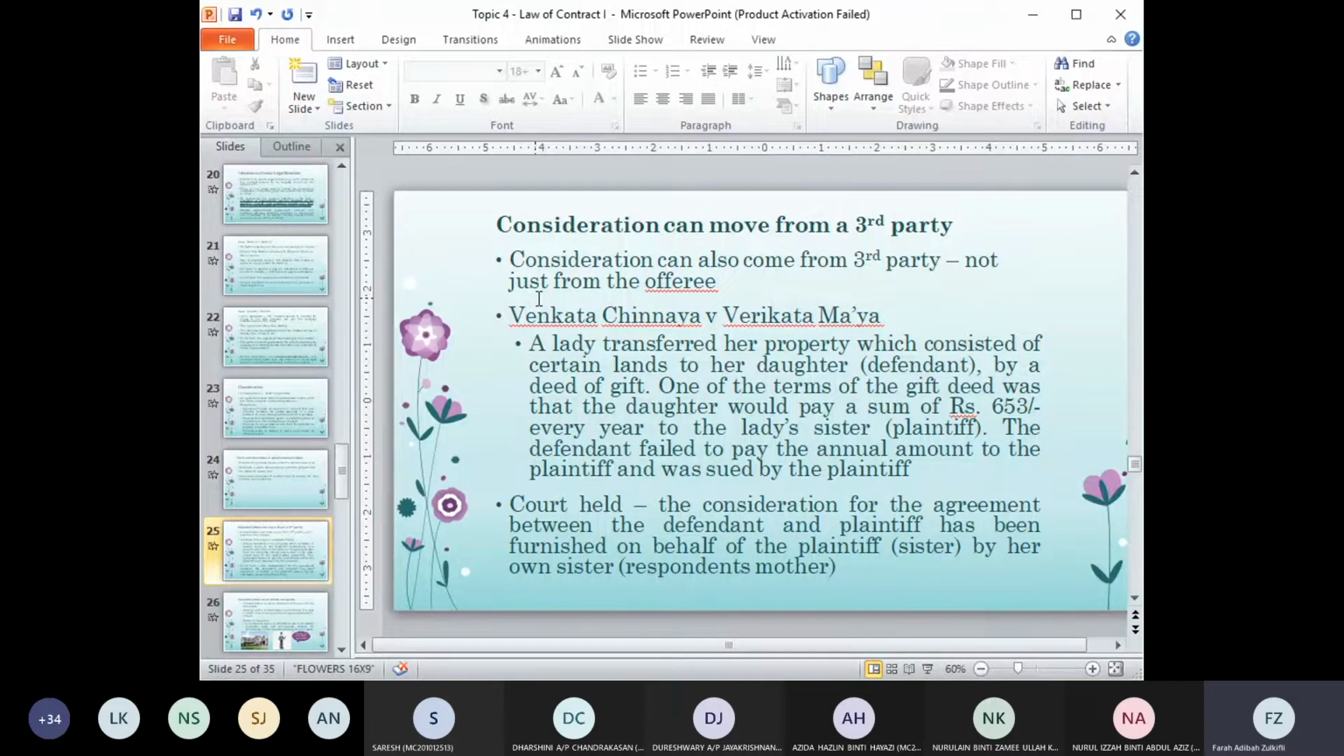The easy example for this, consideration can move from a third party, is a situation, for example, your father bought you a car. So your father bought you a car, and then the contract is between you and the car seller. So the contract is between the child and the car seller, but the consideration does not move from the child because the child doesn't have any money. The money is paid by the father. So in that situation, even though the money is not paid by the child, the money is paid by her father, it is still a good consideration because a consideration can move from a third party. It doesn't matter who pays, as long as there is a consideration. Okay, so as long as both parties get something from the contract, it doesn't matter who pays for the consideration. So that is the second one.